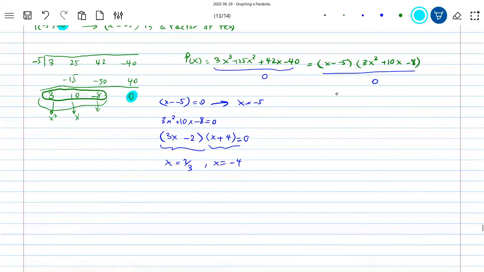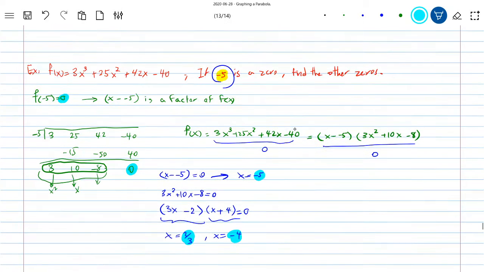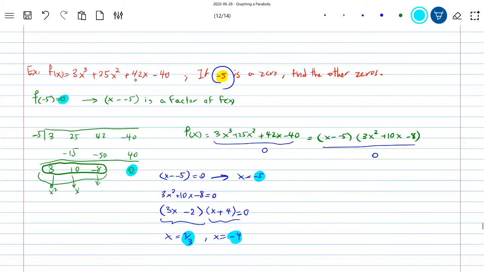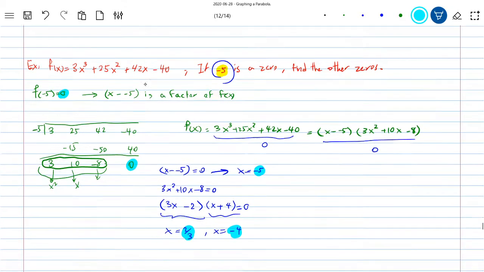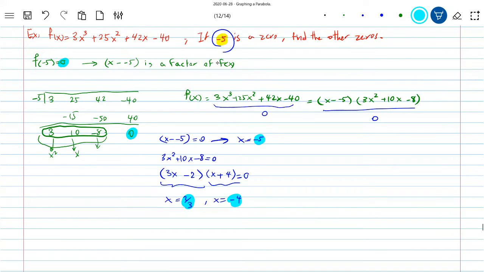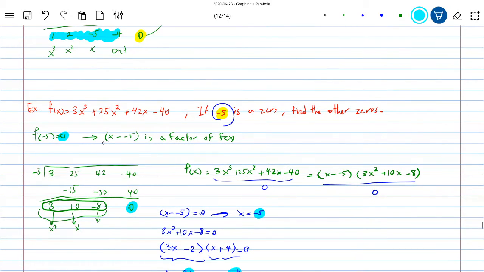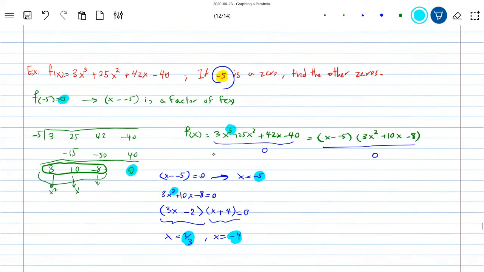So what I found is the other two solutions. There are 3 zeros. One is -5, the other two are 2/3 and -4. If you replace 2/3 and -4 into the polynomial, you should get 0 as well. So if you're given one of the zeros, it helps to figure out the other two, because you're reducing the degree of the polynomial from a third degree polynomial to a second degree polynomial just by dividing by the other linear term.